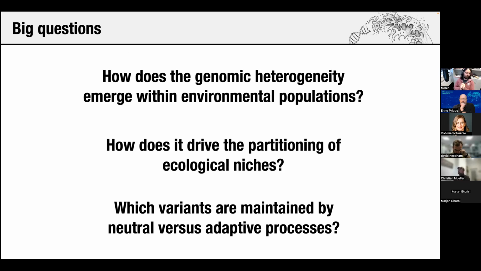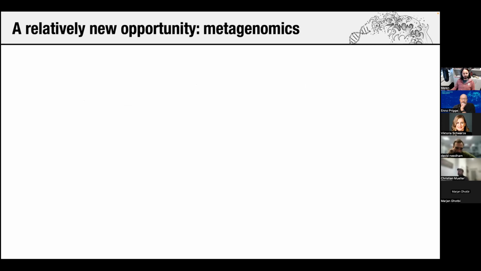So with the increasing availability of environmental data, today we are much closer to addressing at least some aspects of these questions. One strategy that gives us a lot of new opportunities to characterize genetic variability within environmental populations is called metagenomics. I'm not sure if you are familiar with metagenomics, but metagenomics essentially is the direct sequencing of all DNA found in an environment.